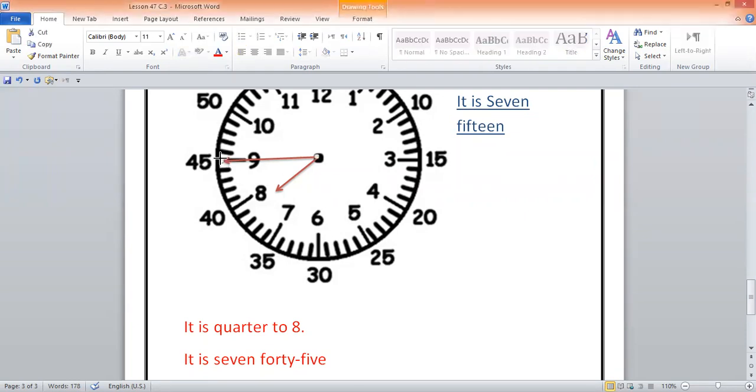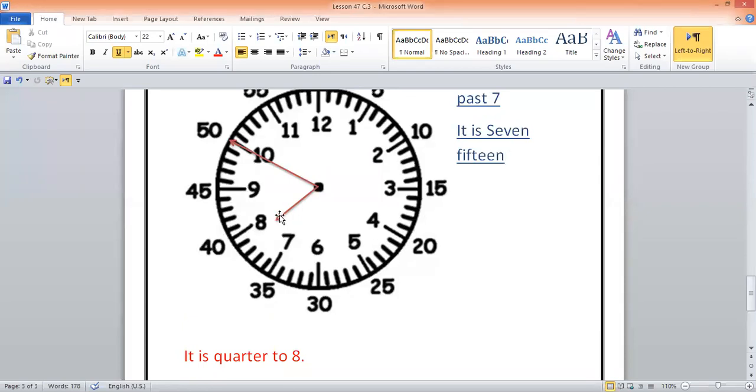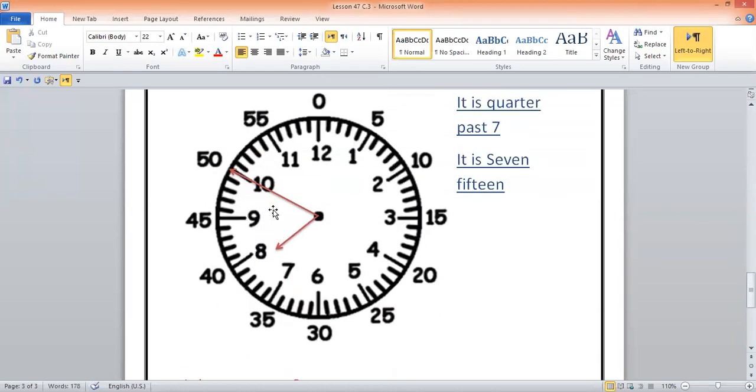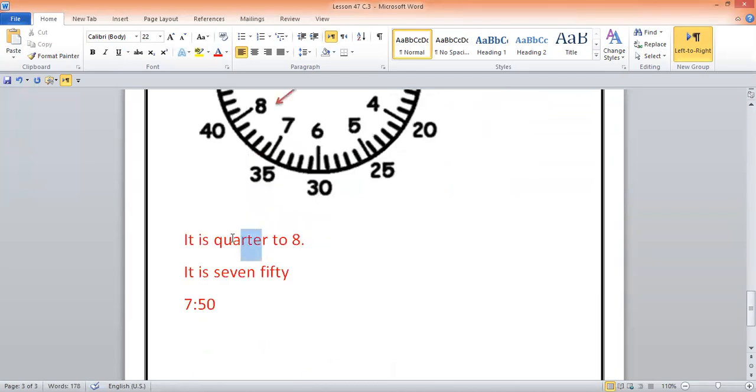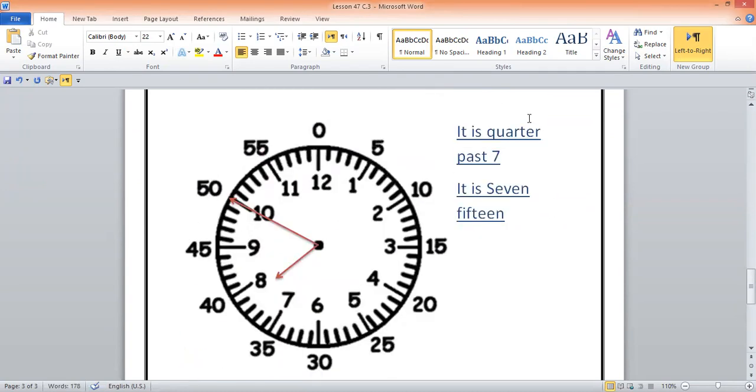So one more example, guys. Let's suppose it is like this. How can you tell the time? The hour hand is at 7, and the minute hand is at 10. So 7:50. You can say 7:50, or you can check how many minutes are left for the next hour. From 10 to 12 is 10 minutes left. So you will use 10. It is 10 to 8. That means 10 minutes are left for the next hour.